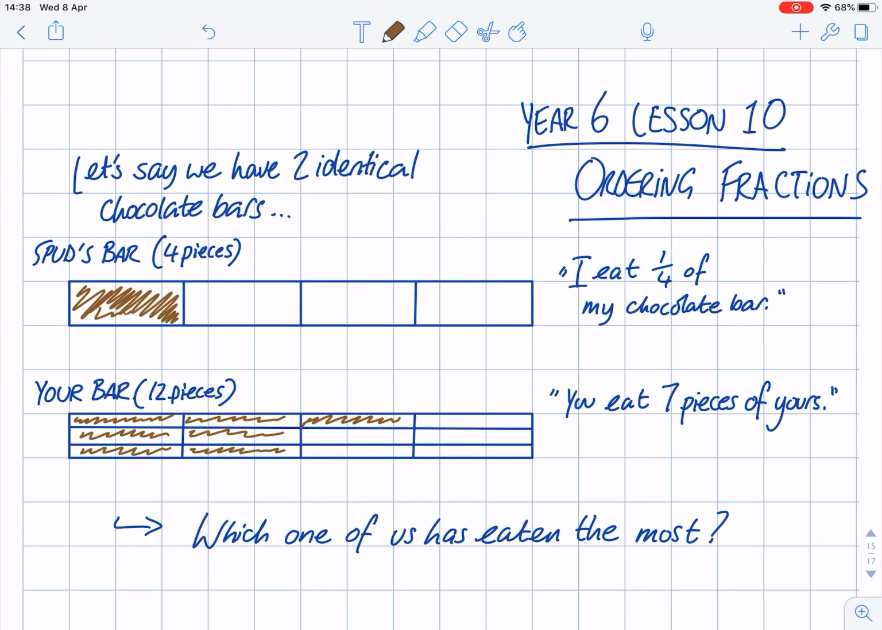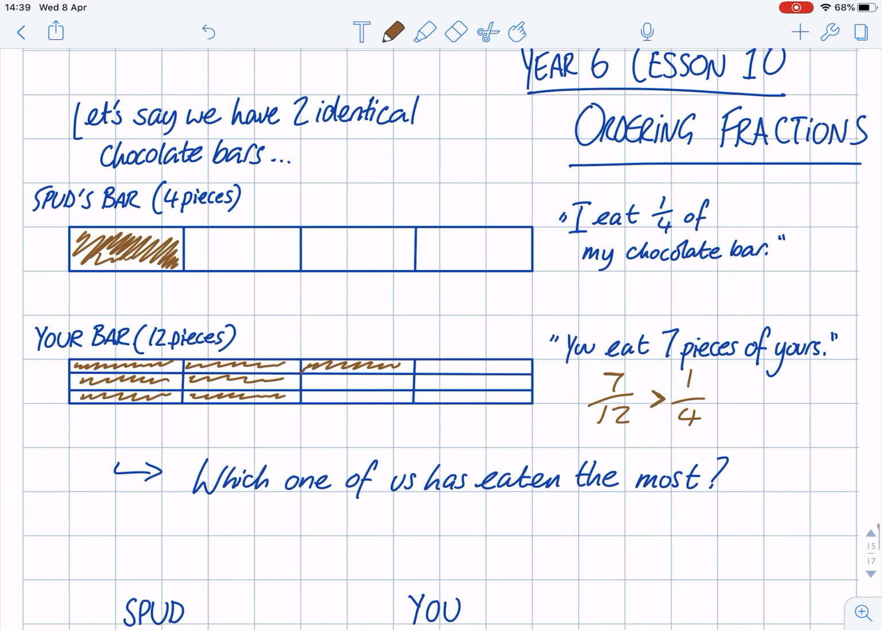Okay, so by visually representing what we've eaten, it's pretty obvious, isn't it, that you've eaten more than me. Okay, so 7/12, because there's 12 pieces in total of yours. 7/12 is greater than 1/4, isn't it? Okay, and if we can write them like that, even better.